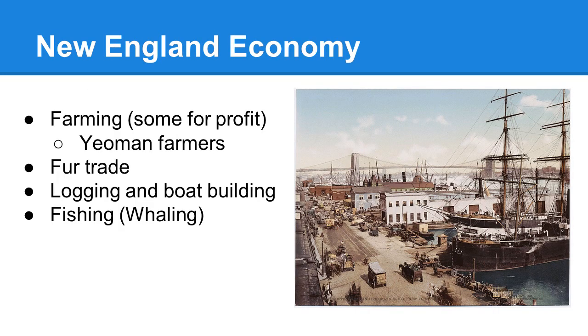We have to look at New England's economy. We said that they were thrifty. They didn't spend money extravagantly, but they were very good at making money. So you do have farming going on, even though the land is not as wonderful as it is in the South. Some of the farming was done for profit. Most of them were what we call yeoman farmers. They were small farmers, but they owned their land. It was their land. So yeoman farmers tended to be small farmers, but it's important that you know that they owned their land. Ownership of land was a point of pride in New England.